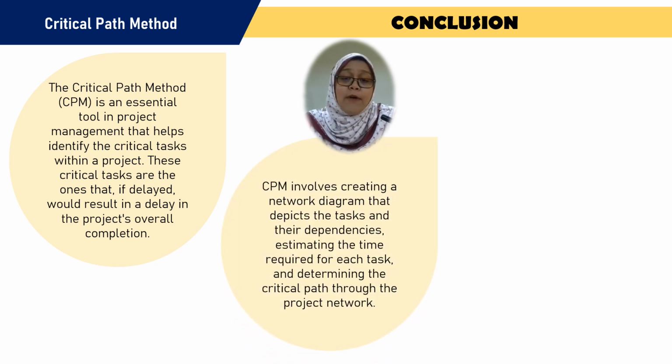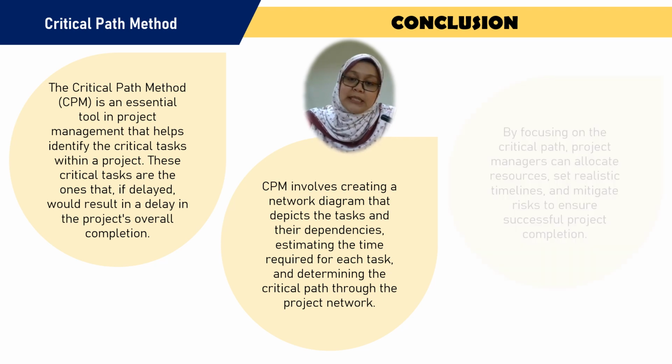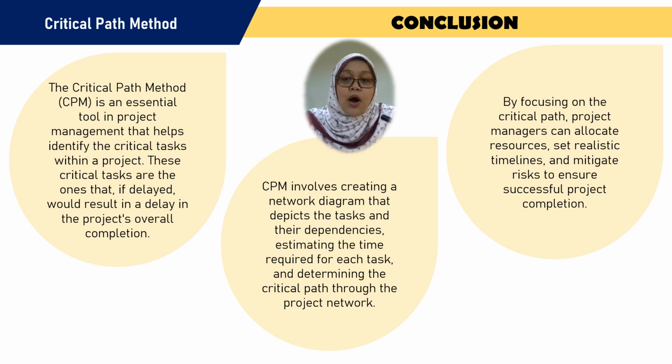CPM involves creating a network diagram that depicts the tasks and their dependencies, estimating the time required for each task, and determining the critical path through the project network. So we have learned today the network diagram in CPM. You have two types, which are ADM and PDM. By focusing on the critical path, project managers can allocate resources, set realistic timelines, and mitigate risk to ensure successful project completion.